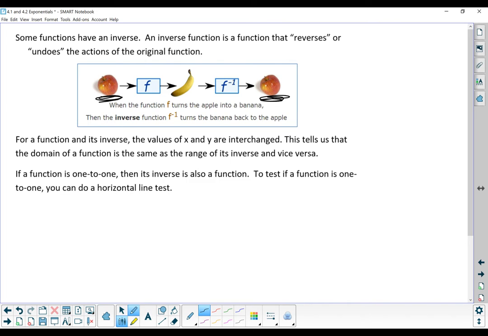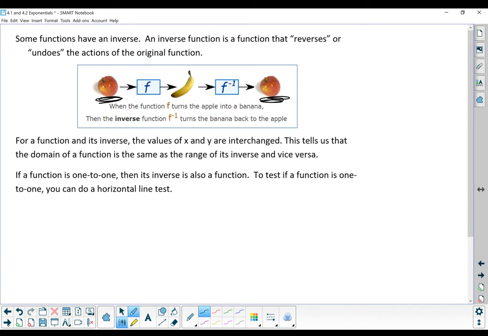If a function is 1-to-1, then it does have an inverse function. If a function is not 1-to-1, then it does not have an inverse function. So there's a relatively easy way to test if a function is 1-to-1, and that test is the horizontal line test. A vertical line test tells us if a relation is a function. A horizontal line test can tell us if that function has an inverse.